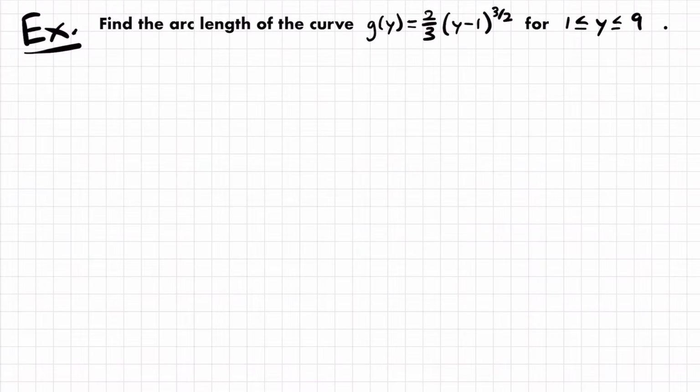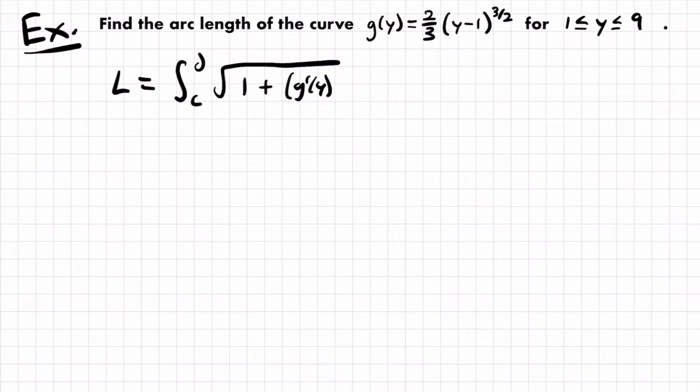And so we will use the arc length formula that the arc length is equal to the definite integral from c to d of the square root of 1 plus g prime of y squared times dy. Okay, so in order to set up this definite integral, we need to take the derivative of our function g of y. All right, so g prime of y will be equal to the derivative of 2/3 times y minus 1 to the 3/2 power.